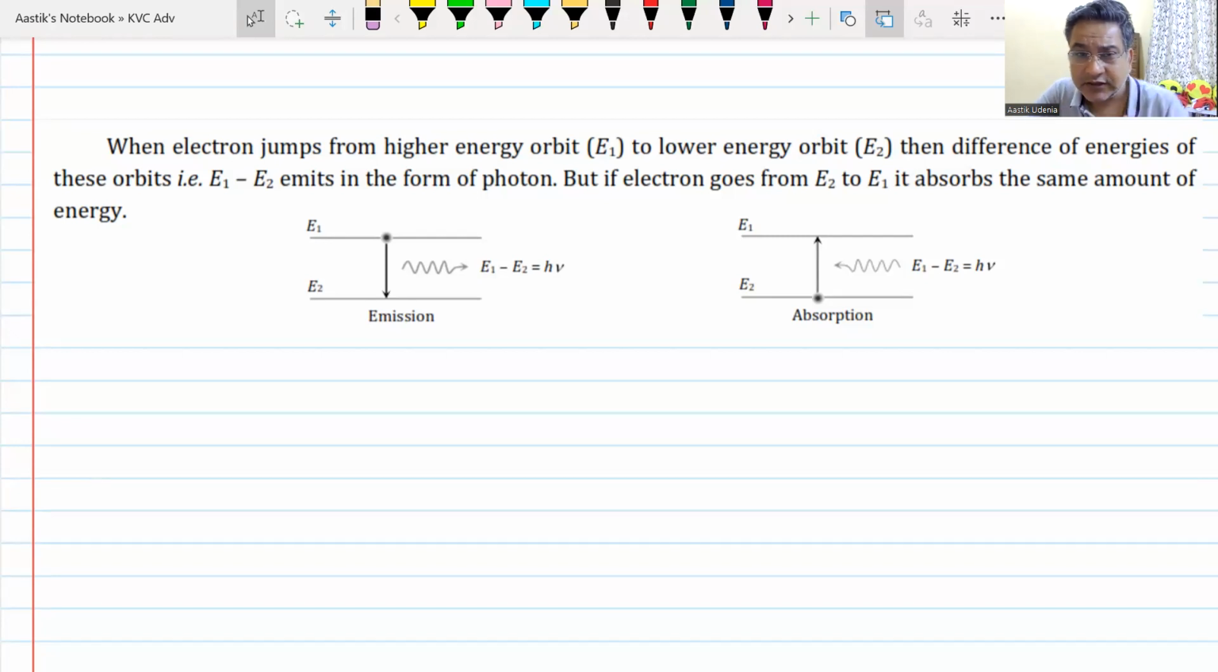Whenever an electron on its own jumps from higher energy to lower energy, it will emit a radiation, and the energy of this radiation will be h into f. Do we understand this? Yes, sir. But to make an electron go from lower energy to higher energy, from an inner orbit to an outer orbit, someone must provide it that energy. The same amount of energy has to be provided. Do we understand this? Yes, sir. I'll give you 2 minutes to note this down.